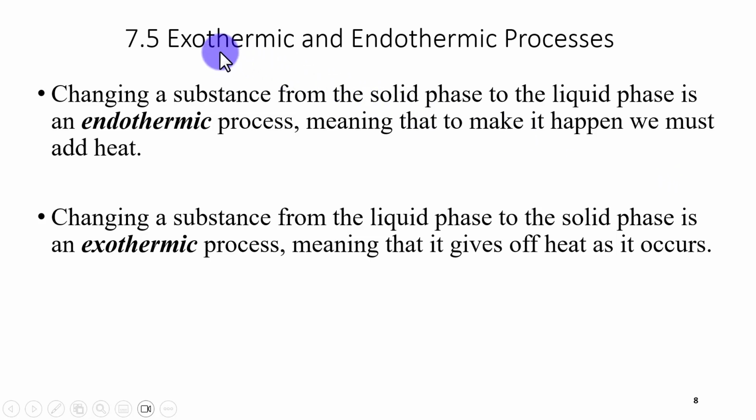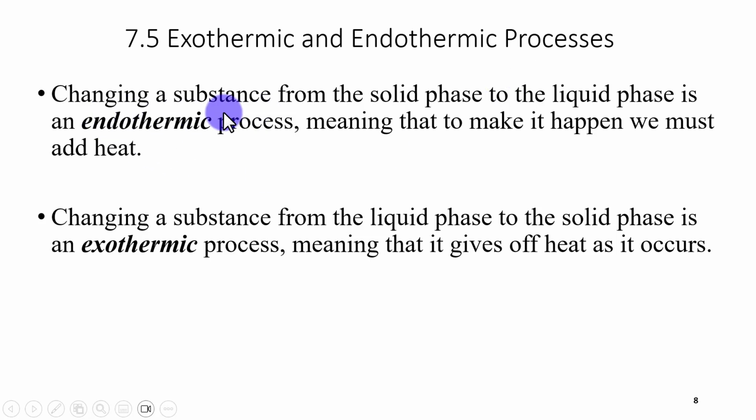We can also talk of two different processes in terms of energy. We talk about exothermic and endothermic processes. Exothermic, exo meaning out. An exothermic process is a process that gives off energy. So it releases energy into the surroundings. The endothermic, endo meaning inside, the endothermic process actually needs to grab energy from the outside for it to happen.